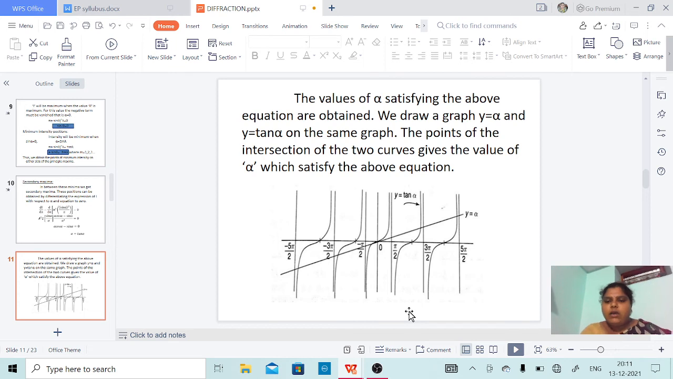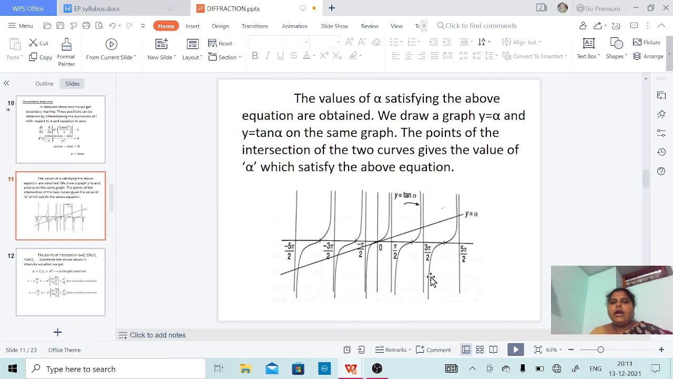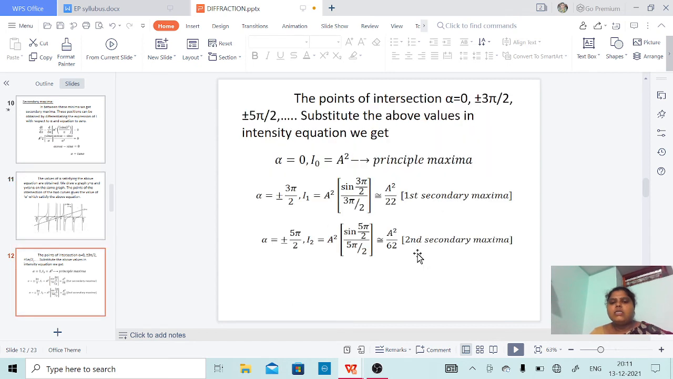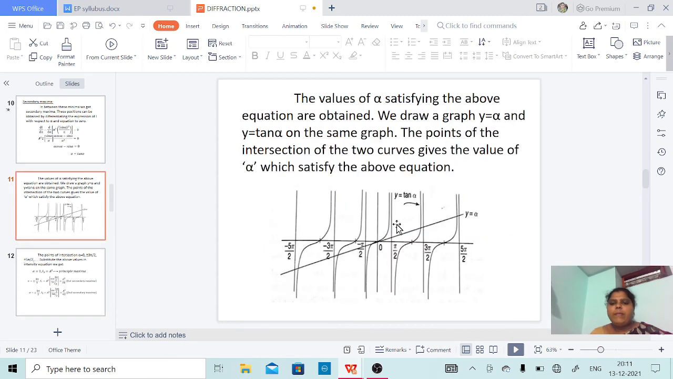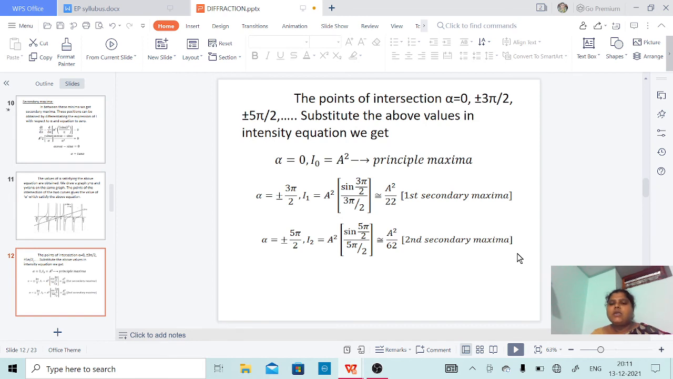This is the y equals alpha graph, a straight line passing through the origin, and these curves are the y equals tan alpha graphs. See how they both intersect, and at what positions. At 0, and then nearly at 3 pi by 2, 5 pi by 2. So the points of intersection are alpha equals 0, plus or minus 3 pi by 2, plus or minus 5 pi by 2 and so on.